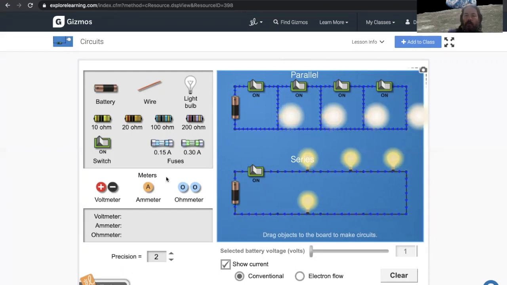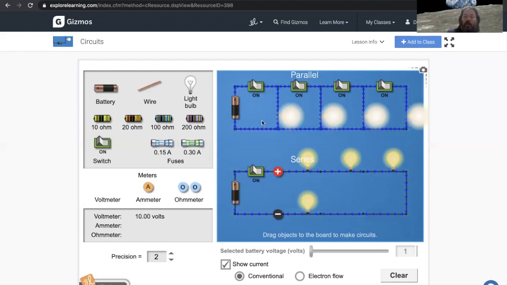If we measure the voltage across each one of these, we've got a 10-volt battery, so the voltage drop across this should be 10 volts. The voltage drop across this is going to be 10 volts, 10 volts, 10 volts. Whereas if I go to series, it's going to be 2.5 volts. Do the next one, it should be 2.5 volts, 2.5 volts. If you add up all of the voltages for all of those light bulbs, it will equal a total of 10 volts.